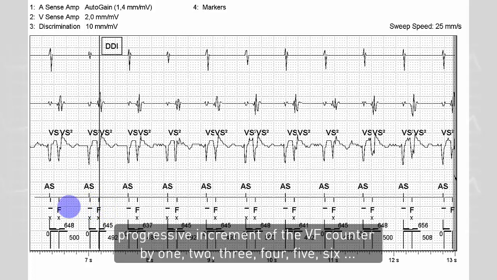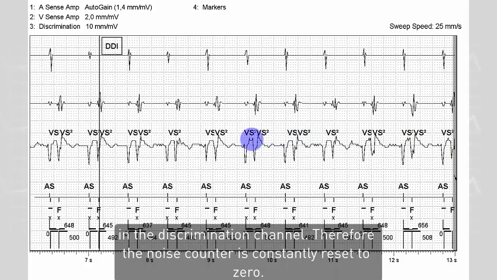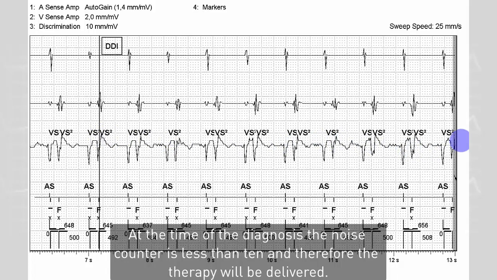So there is a progressive increment of the VF counter by 1, 2, 3, 4, 5, 6. Here, the VF counter is filled, so there is an analysis of the noise counter. You can see that there are repetitive short cycles in the discrimination channel. Therefore, the noise counter is constantly reset to 0. At the time of the diagnosis, the noise counter is less than 10, and therefore the therapy will be delivered.